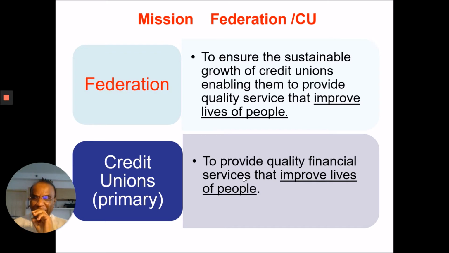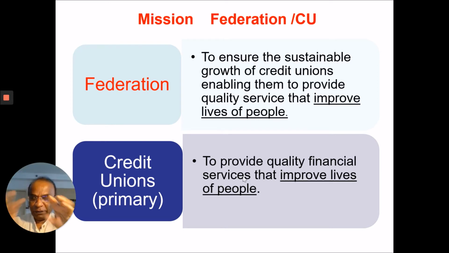A federation cannot make excuses, saying that our federation is only for training and education, that we don't have any control to manage your primary society because they are independent and autonomous. I don't think that's reasonable. You have to find the role of the federation to ensure sustainable growth of the credit union, enabling them to provide quality financial services to improve the lives of members.